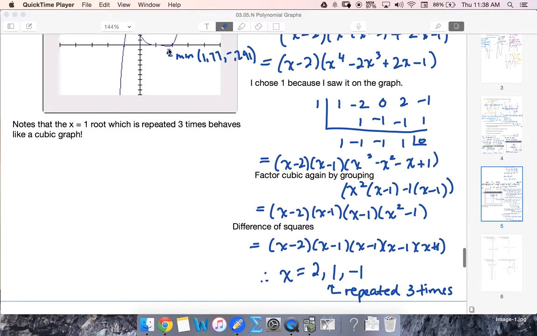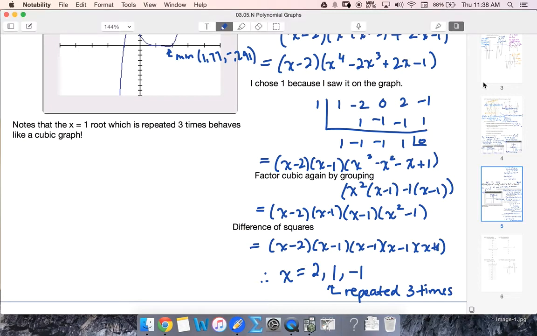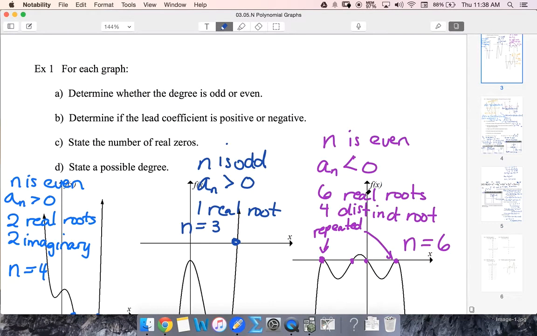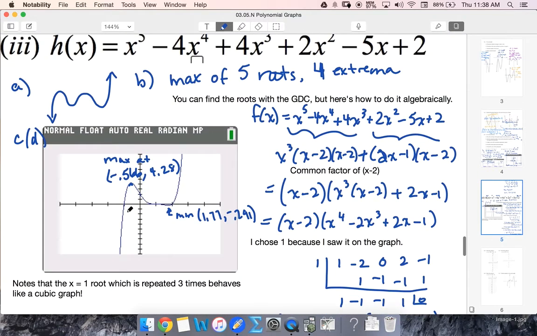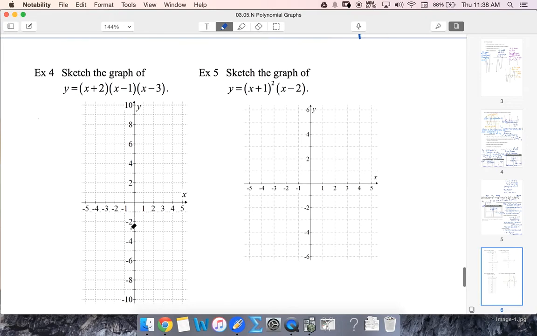Remember when we had a repeated root up here? When a root repeats only twice, then it looks almost like a quadratic. So now we're saying when a root repeats 3 times, it looks a bit like a cubic. So let's use that idea down here.